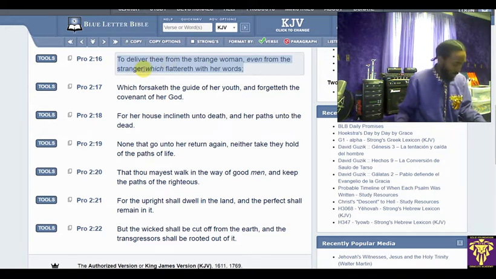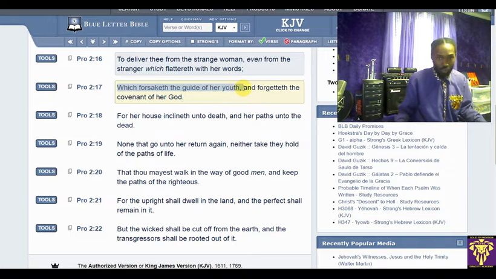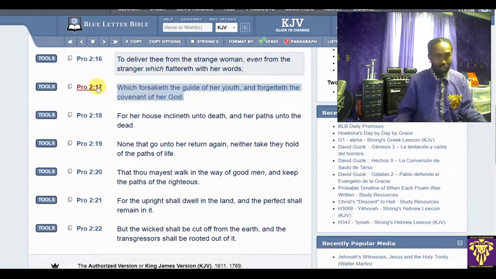That's an Israelite woman. Verse 17, Proverbs 2 and 17: which forsaketh the guide of her youth and forgetteth the covenant of her God. So that lets you know right there that's an Israelite woman. Why? Because who was given the covenants? The Israelites. So Proverbs 2 and 17 says, which forsaketh the guide of her youth. That means from her youth, she didn't walk in the law. She didn't walk in the covenant that was given to her by God.